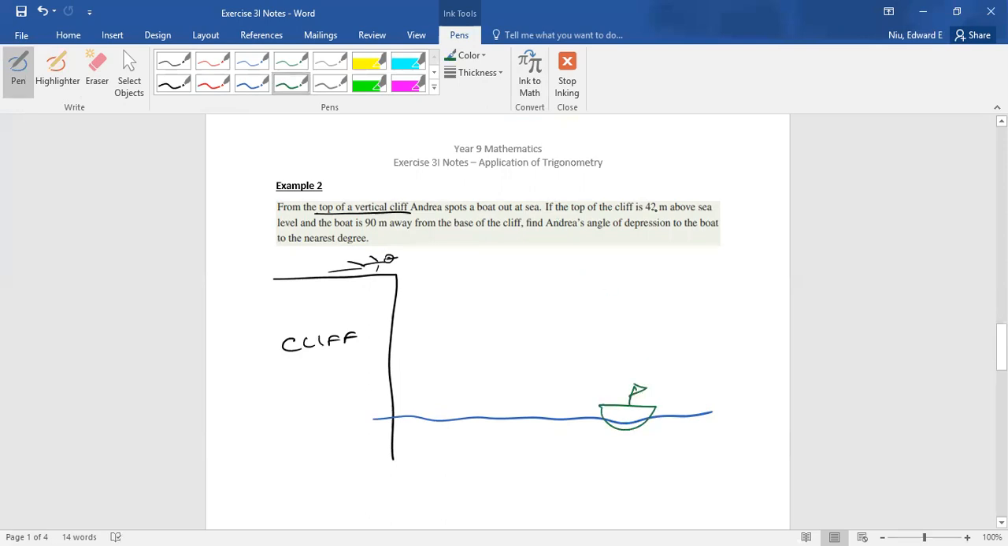Okay, the top of the cliff is 42 meters above the sea level. So 42 meters is this section. The boat is 90 meters away from the base of the cliff. All right, so from there to there, that distance is 90 meters.